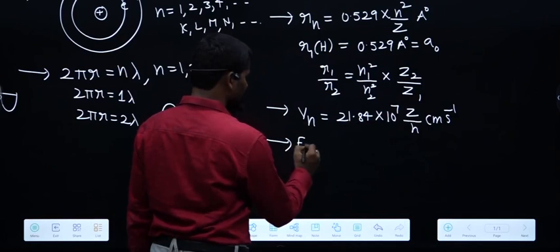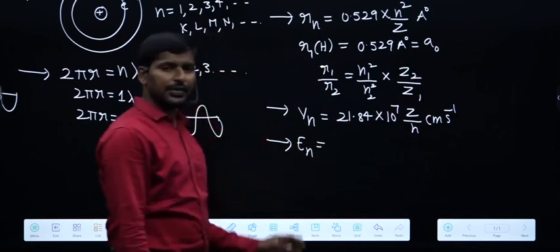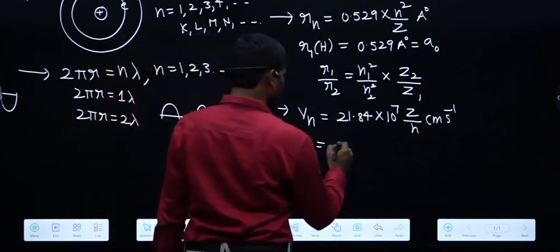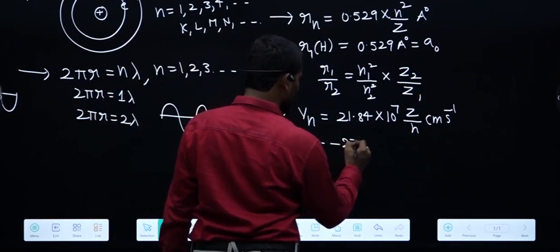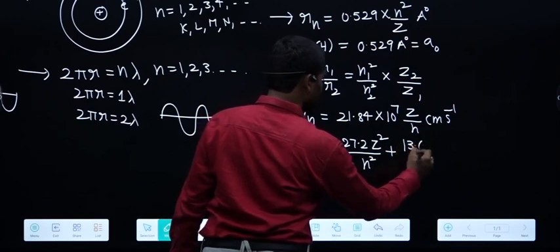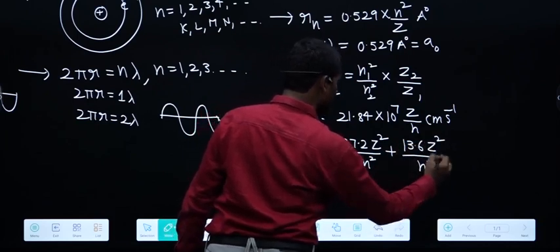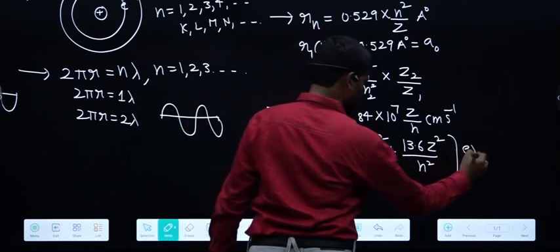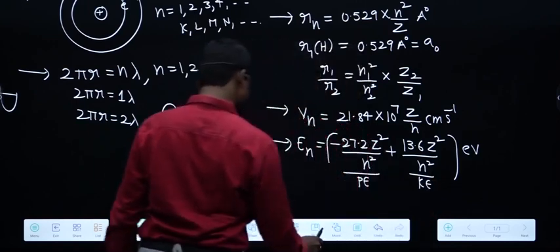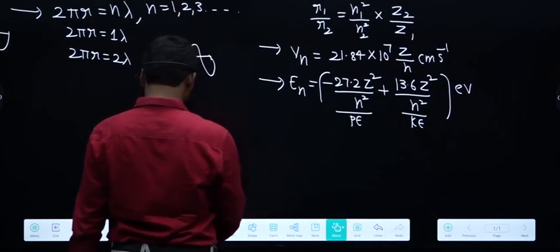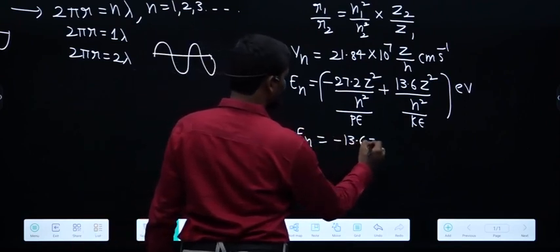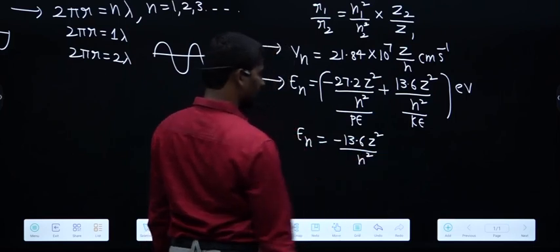Next one, energy. This is important. Total energy is equal to potential energy plus kinetic energy. The potential energy expression is minus 27.2 Z square by N square, and the kinetic energy expression is plus 13.6 Z square by N square, in electron volts. So we will get the total energy expression, minus 13.6 Z square by N square.